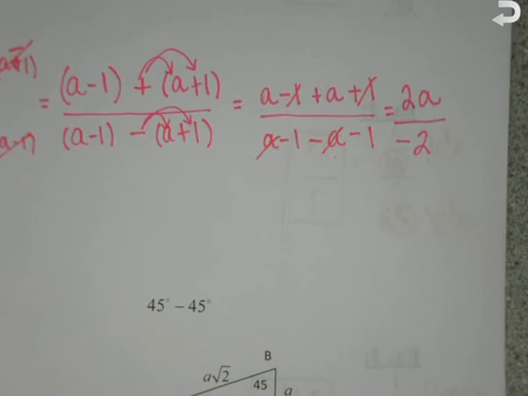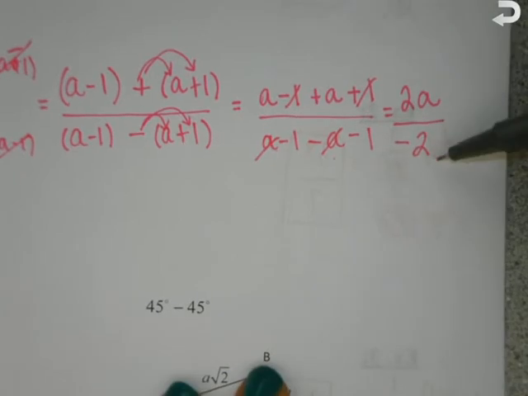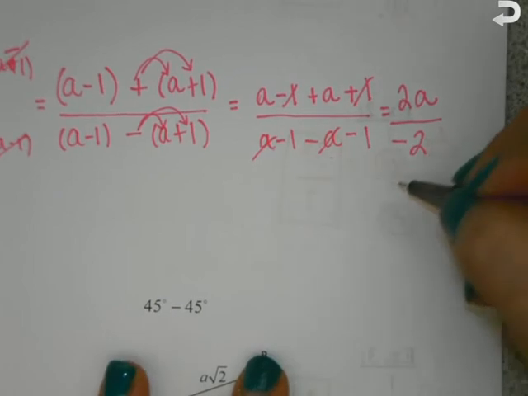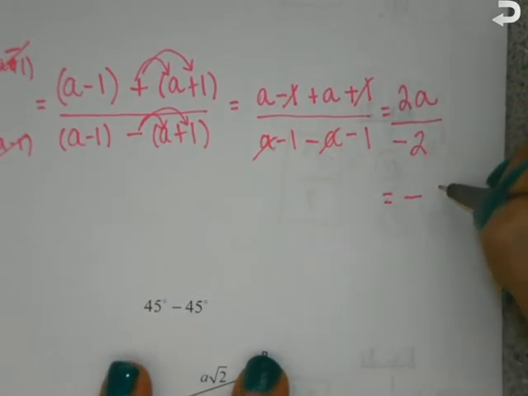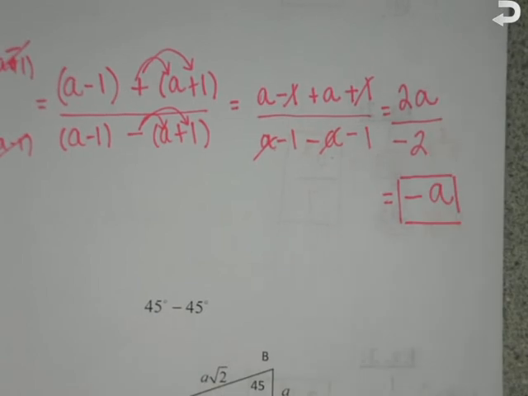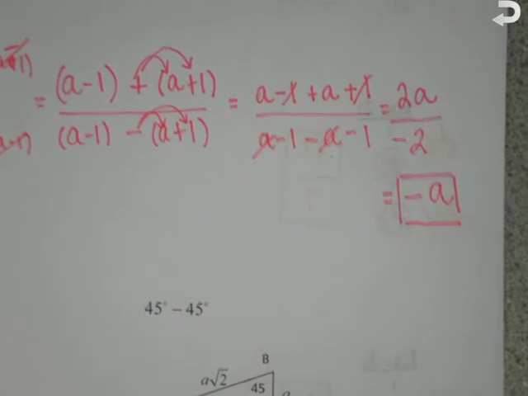Can I do anything else? Yes, I can reduce the 2 and the negative 2. What's 2 divided by negative 2? Negative 1. So the whole thing comes out to negative A. Okay. Not the same as 1, right? Unless A equals negative 1. But let's not even get into that.